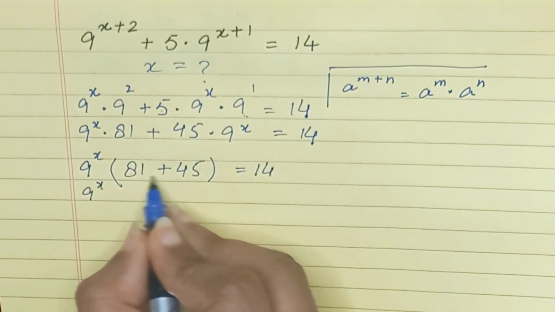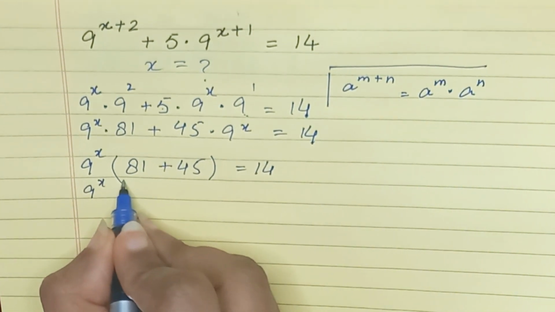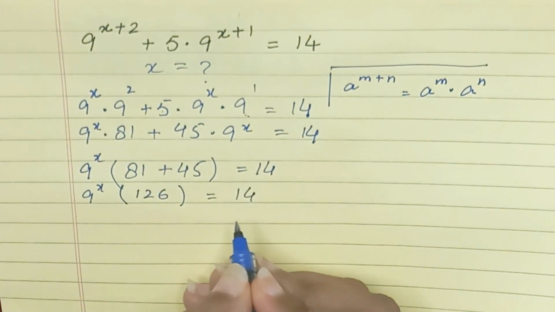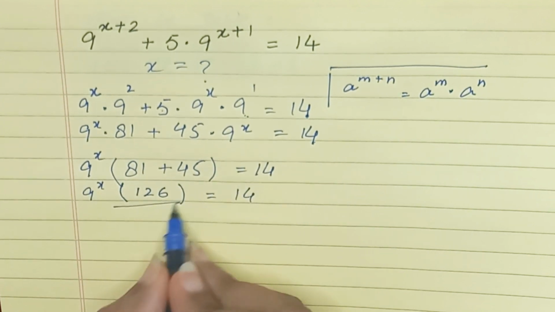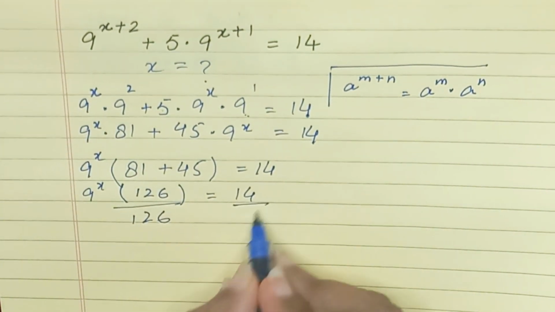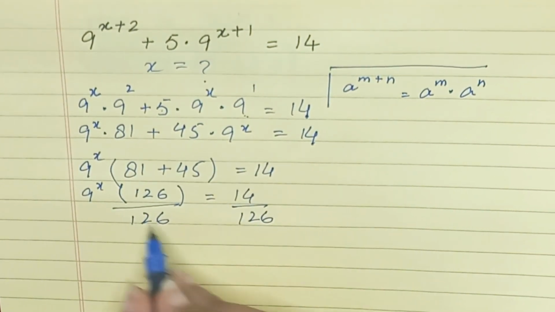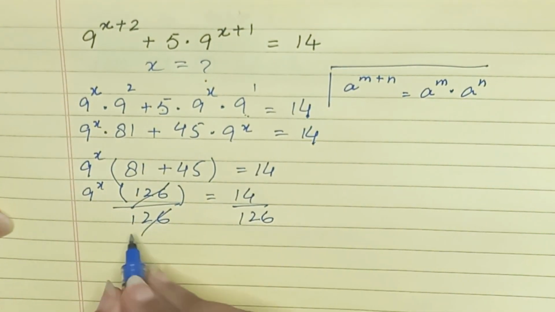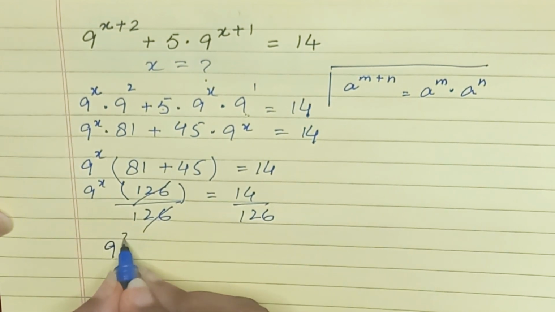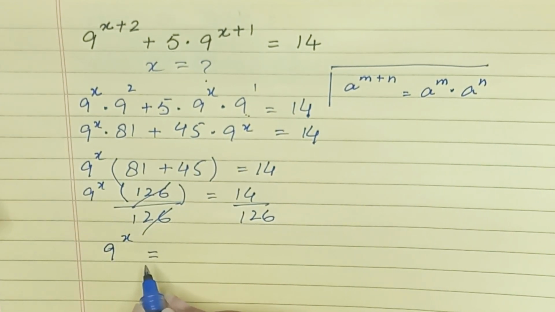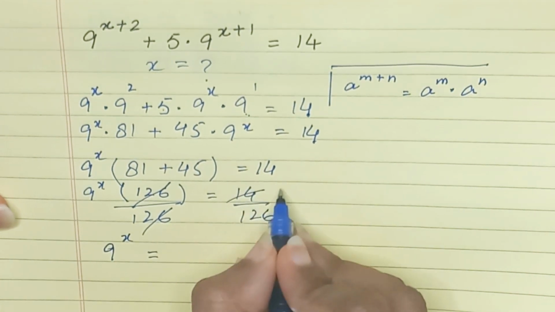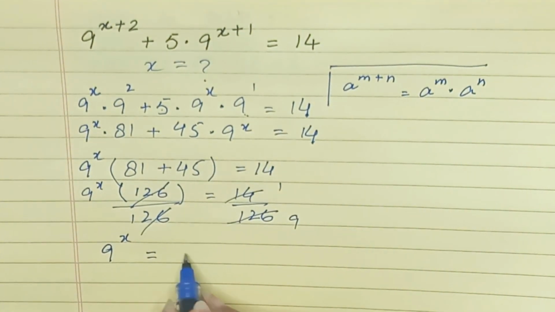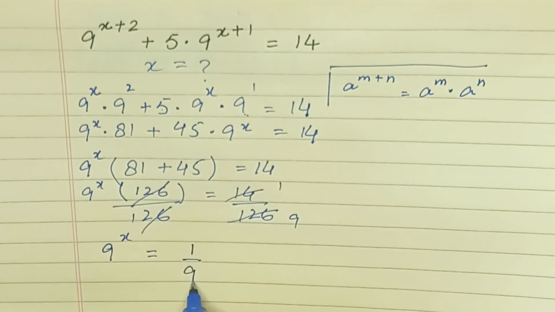So 81 plus 45 will be equal to 126, which is equal to 14. Now dividing 126 on both sides, so this and this will be cancelled out. So it will become 9 raised to the power x, which is equal to 14 1 time 14 and 14 9 times 126. So it will be equal to 1 divided by 9.